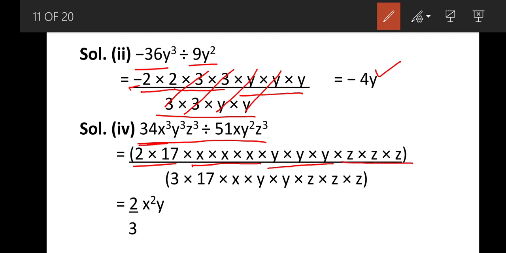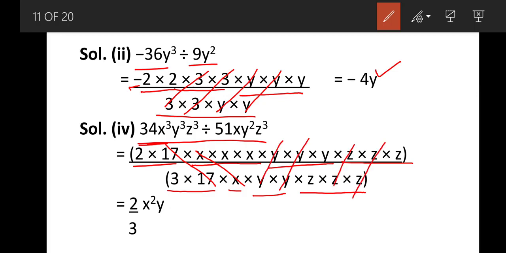And 51, what are the factors of 51? 3 into 17. x written one time. Likewise you can write y square, because y square was there, so y written 2 times. z cube was there, so z written 3 times. Now I need to cancel out the common factors. This 17 gets cancelled out, this x gets cancelled out one time, y 2 times will get cancelled out, and likewise z 2 times will get cancelled out.